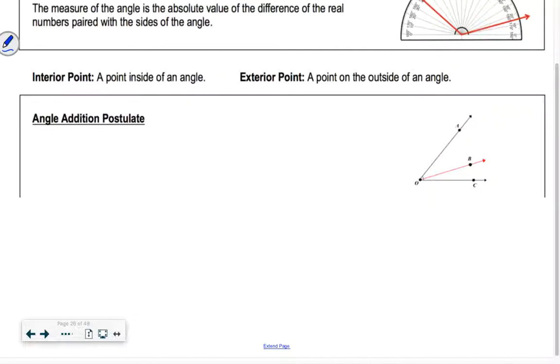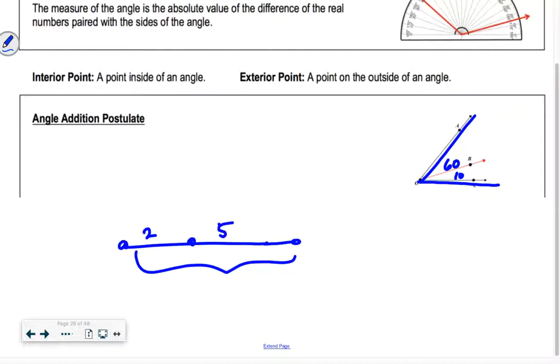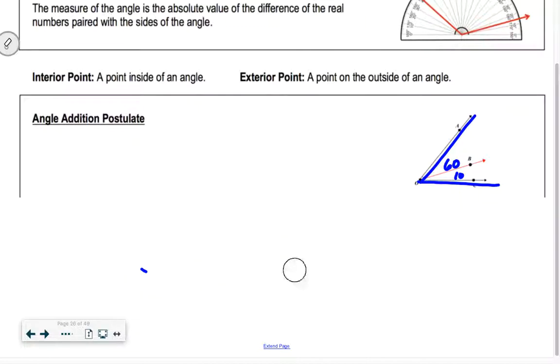And what it says, so let's think about it, guys. Let me draw some numbers up here. What if this is 60 and this is 10? What do we know about this whole angle? It's 70. Isn't this just like the segment addition postulate? Do you guys remember the segment addition? It was like, if this is 2 and this is 5, the whole thing is 7, right? It's easy enough. So the angle addition postulate says that.